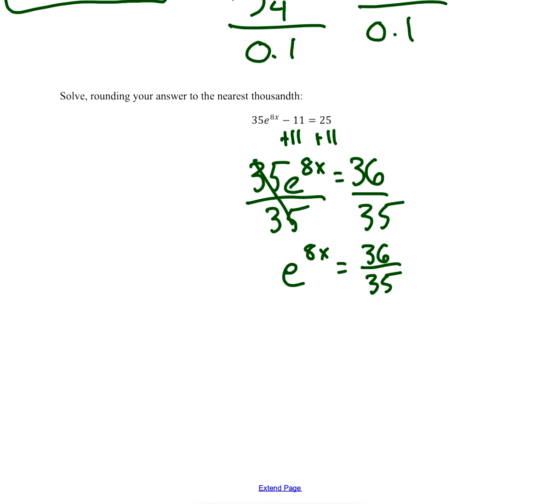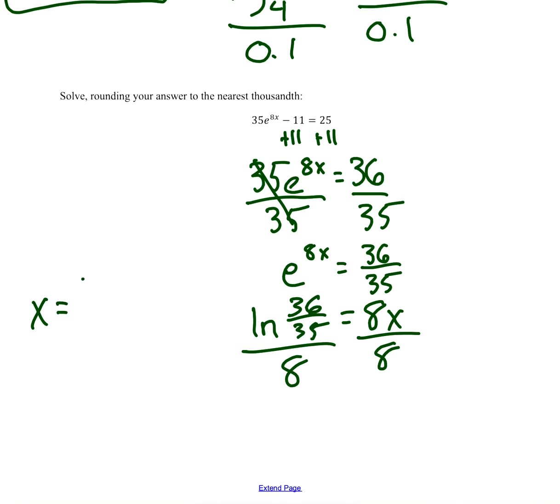So I'm going to take this out of exponential form since my variable is an exponent. So that would be log base e, which I can write as ln of 36 over 35 equals my exponent, which is 8x. And to solve for x, I just divide by 8 on both sides. So x is going to equal ln of 36 over 35 divided by 8. And it says round your answer to the nearest thousandth.